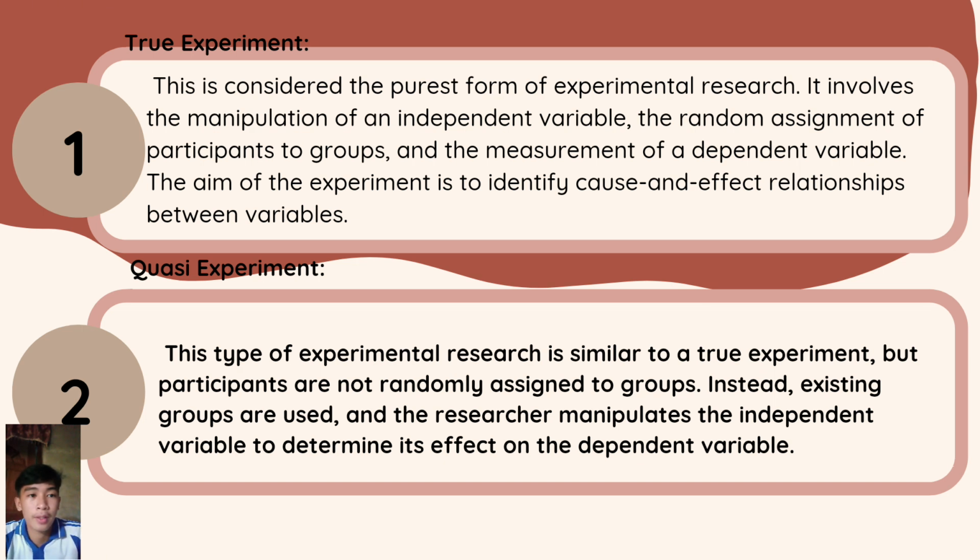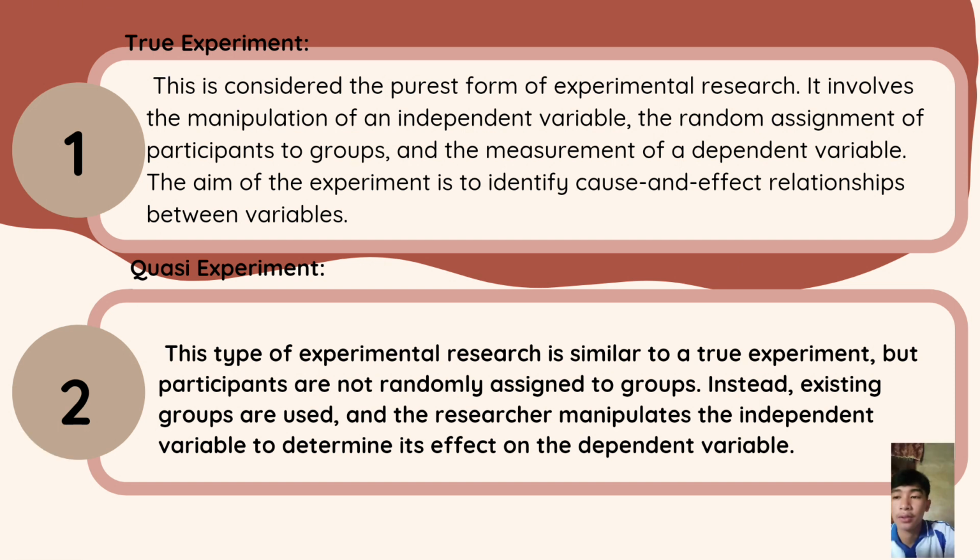It involves the manipulation of an independent variable, the random assignment of participants to groups, and measurement of a dependent variable. The aim of the experiment is to identify cause. Next is quasi-experiment. This type of experimental research is similar to a true experiment, but participants are not randomly assigned to a group. Instead, existing groups are used, and the researcher manipulates the independent variable to determine its effect on the dependent variable.